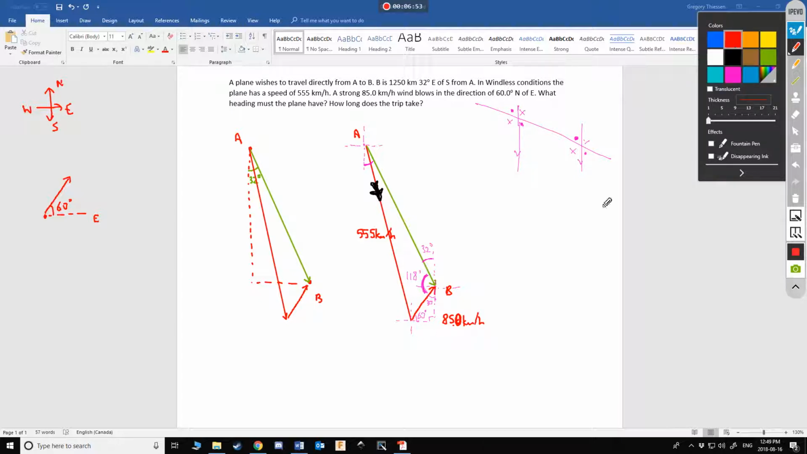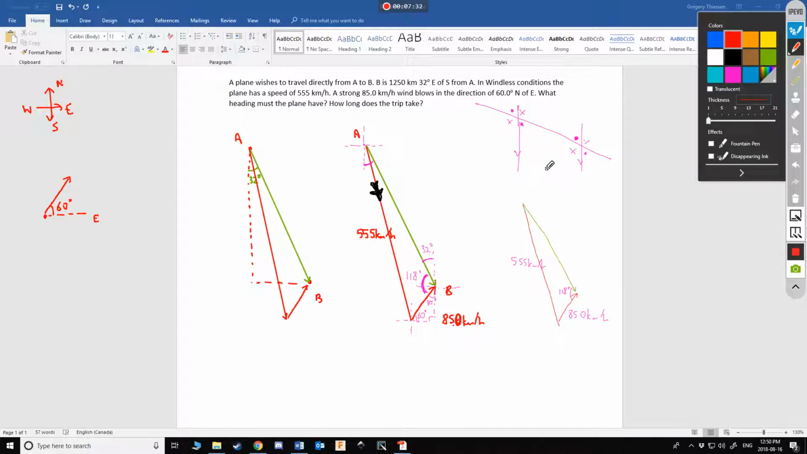Let's do a sketch of this thing one more time because it can be hard to see this. So again, here's my starting point, here's the vector for the plane, here is the wind vector, and here is my resultant vector. We just found out that this angle is 118 degrees. This is 85.0 kilometers per hour. And we know this is 555 kilometers per hour. And we see that 118 is opposite the 555 kilometers per hour. So we're going to do now sine law.